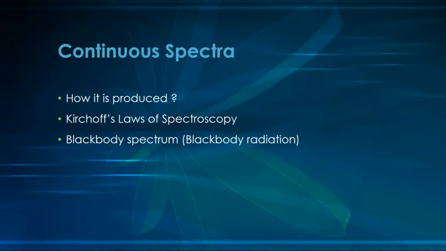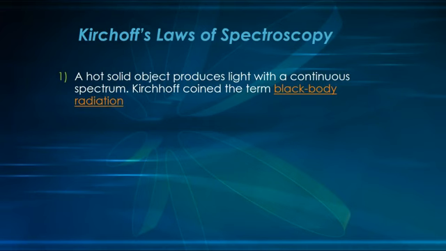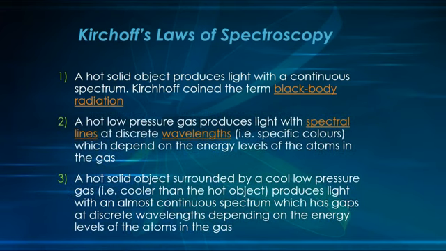We need to understand a few things. So do remember that I have three things here. This is Kirchhoff's law of spectroscopy. So number one, a solid object produces light with continuous spectra. Kirchhoff coined the term blackbody radiation. If you have an object, it can emit light here. Even humans emit light. Humans emit infrared light. Depending on temperature, you will release different types of light.